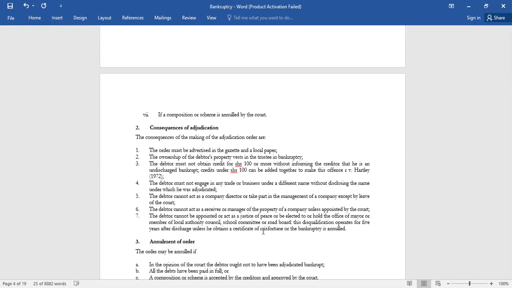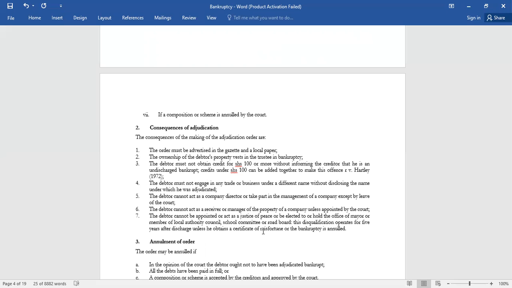Remember, we expect that all the relevant institutions, including the registrar of companies and the licensing or permit department with the counties or the municipalities, will have this information that you are indeed bankrupt. So how could you run a business when you are bankrupt? It's not possible. So the debtor cannot act as a company director or take part in the management of a company, except by leave of the court.